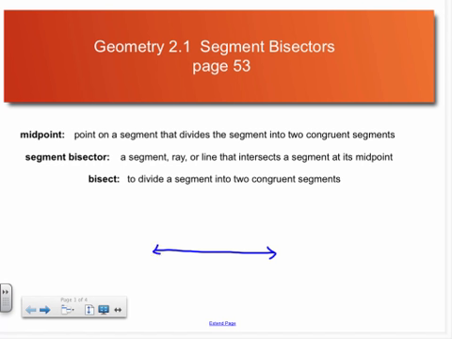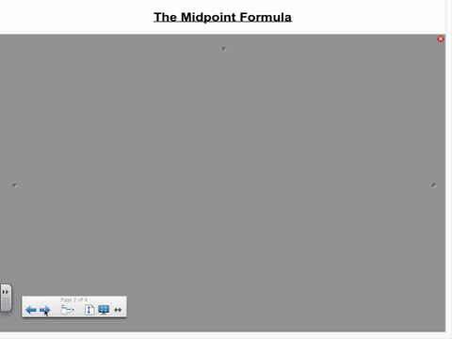So let's say I have line AB, and then my midpoint M will be in between A and B, so that segment AM is congruent to segment MB. Then any segment, ray, or line that crosses through point M is a segment bisector of segment AB. Any one of those three lines could be a segment bisector. So let's look at how to find that midpoint.